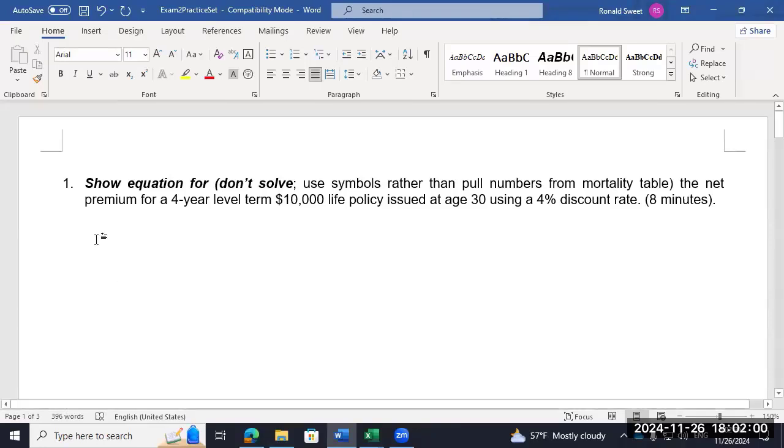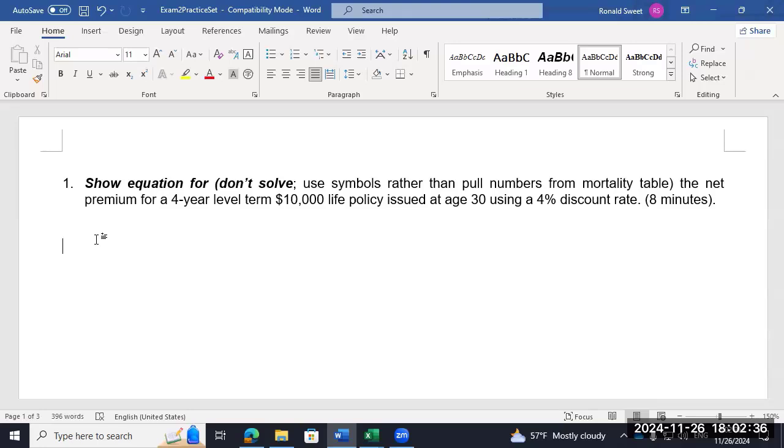All right, so in this first problem, you might get a level term, a whole life. So the thing to remember, if it says 4-year, then you're going to have 4 D's in the numerator and 4 L's in the denominator. The only reason that wouldn't be the case is if I say it's limit pay. If it's limit pay, you're still always going to have 4 D's in the numerator. How many L's you have depends on if I say they pay premiums for 2 years or 3 years.